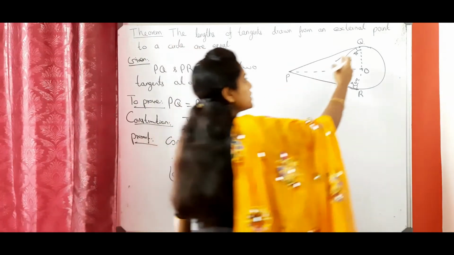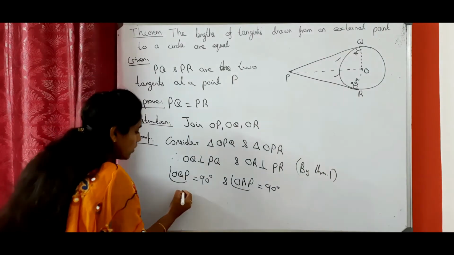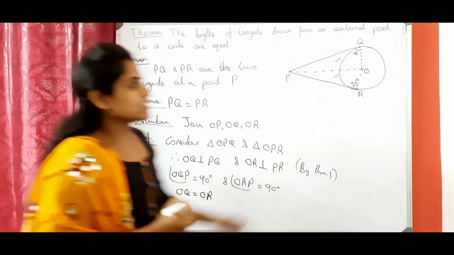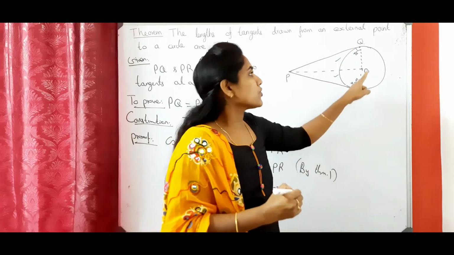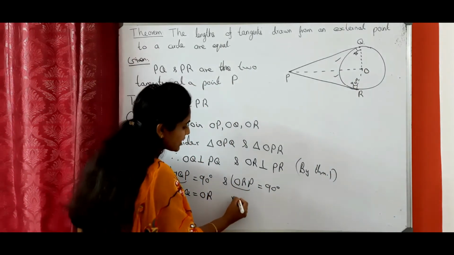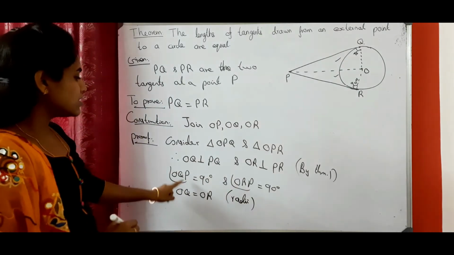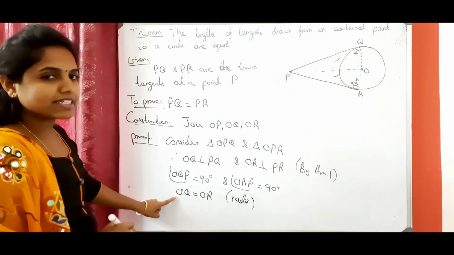Next, in the two triangles, OQ equals OR. Why? Both are radii of the circle. Radii of a circle are equal, right? So we can write OQ equals OR. The reason is radii. So now we got one corresponding angle is 90 degrees and one corresponding pair of sides is equal.